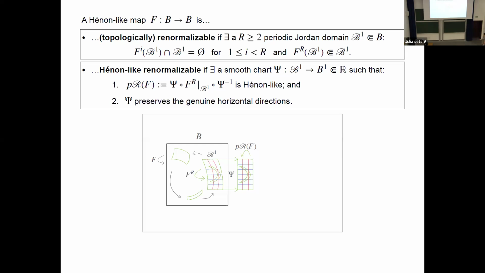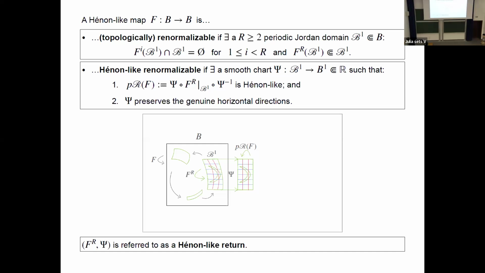Yes. And the only technical condition that we put, kind of more so for convenience than anything else, is that it will preserve the horizontal directions. Okay, so the horizontal directions will remain fixed under renormalization, but other than that, no other conditions on this. And if you are Hénon-like renormalizable, then we call the pair, the return map and this change of coordinates, which we call a straightening chart, that pair is referred to as a Hénon-like return.